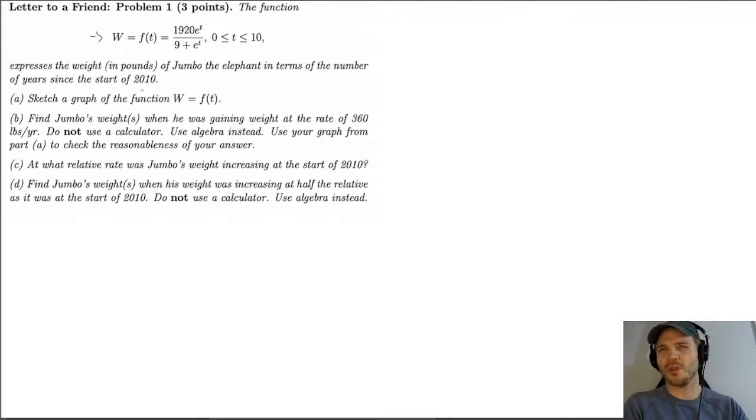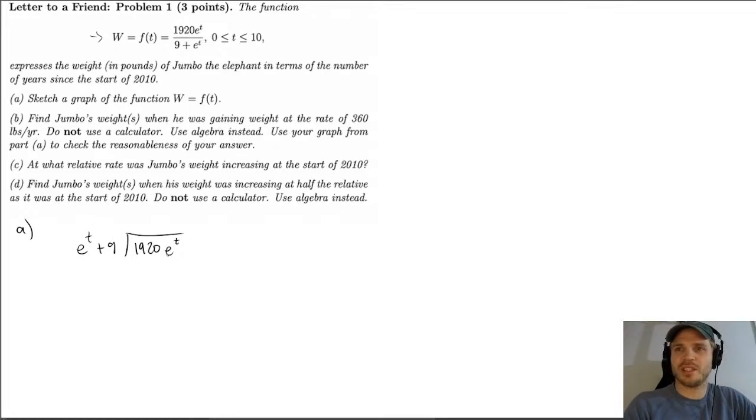Okay. So, this could probably be confusing. Right? If you're like, oh man, I've never seen anything like that. So let's try to massage this into the shape of something that we've seen before. I'm going to use long division to do that. So basically I'm going to divide the numerator by the denominator. And I switched 9 plus e to the t to be e to the t plus 9. And I'm going to divide that into 1920 e to the t.